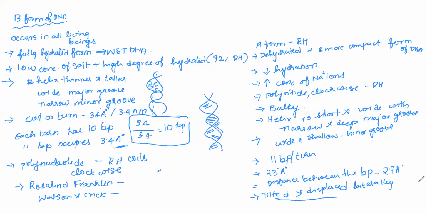Now let's talk about the D and E form of DNA. So these two forms of the DNA are also right-handed, okay, right-handed, and they have slightly different conformations.